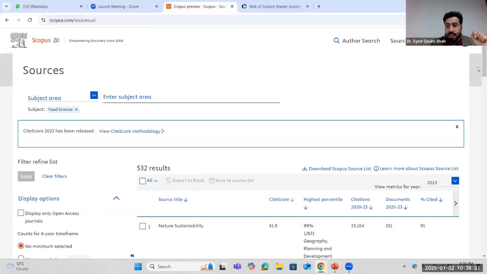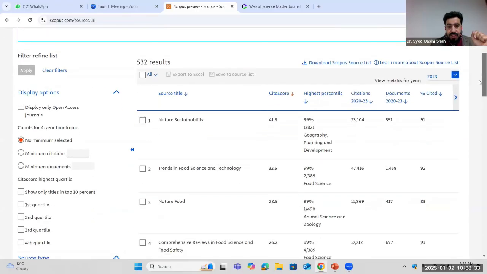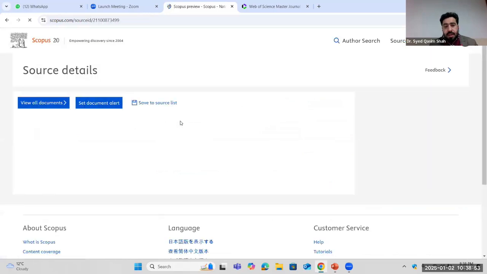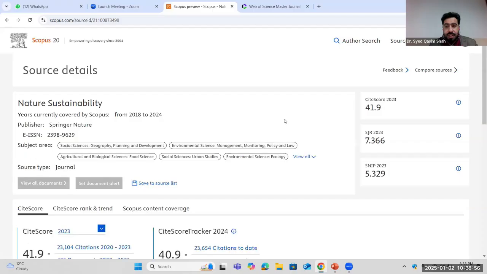It will give you all the journals, right? Let's say this is the first journal, Nature Sustainability. I want to check it. You can see the CiteScore, percentile, citations, documents, and cited in terms of. All the information is there. I click on Nature Sustainability, and it will give you all the details of the journal. You can see CiteScore. We already know what CiteScore, SJR, and SNIP are, right? These are the three terms that we have discussed.